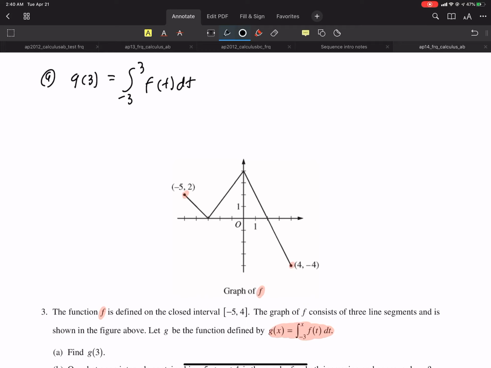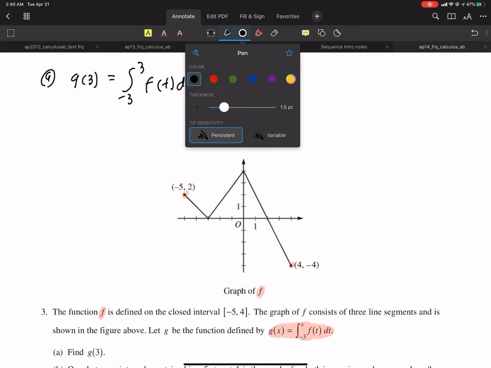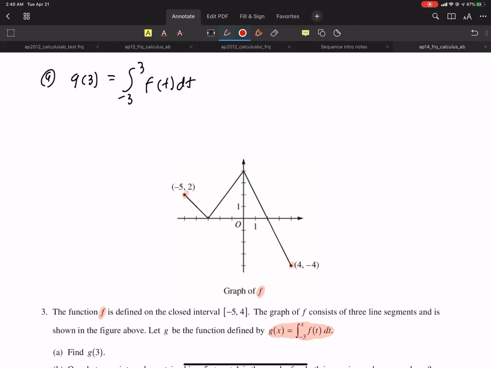So how do I find that? You should know if you have a graph, the integral is just the net area. So you want to start here and end here. It's going to be this area minus that area. That would be the net area. So let's do some fancy schmancy math work.